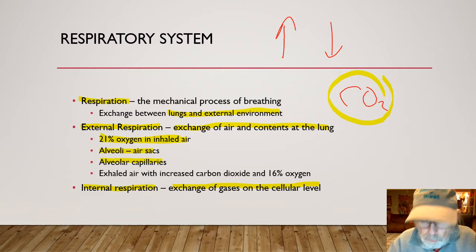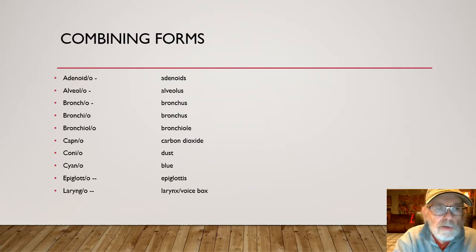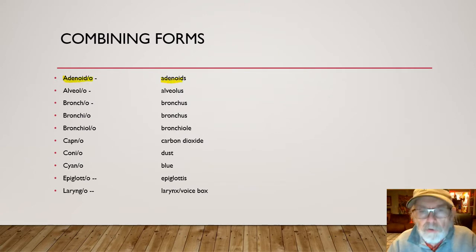Okay, and those are two words that are important. They sort of give us really what happens with respiration altogether. Okay, so let's talk about some of these combining forms in the respiratory system. The first combining form that we want to talk about is adenoido. Adenoido is a combining form for adenoids.